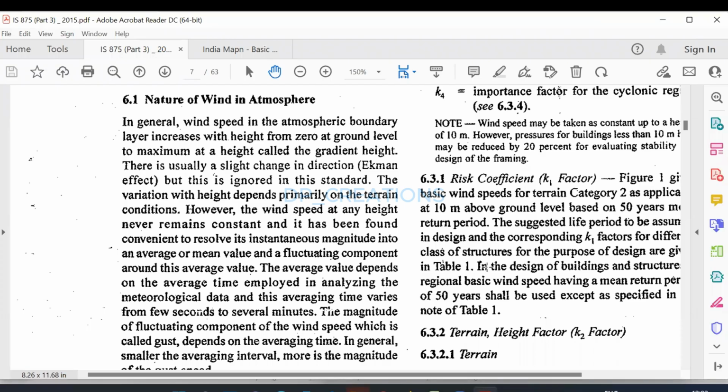There is usually a slight change in direction, but that is ignored in the standard. The variation with height depends primarily on the terrain conditions. The different terrain conditions will come in the following sections.